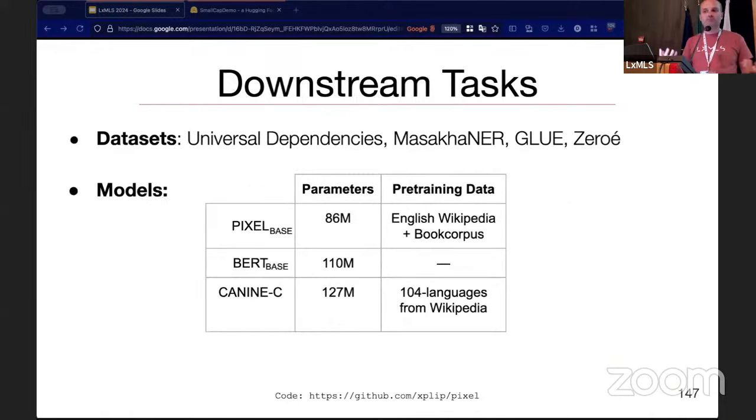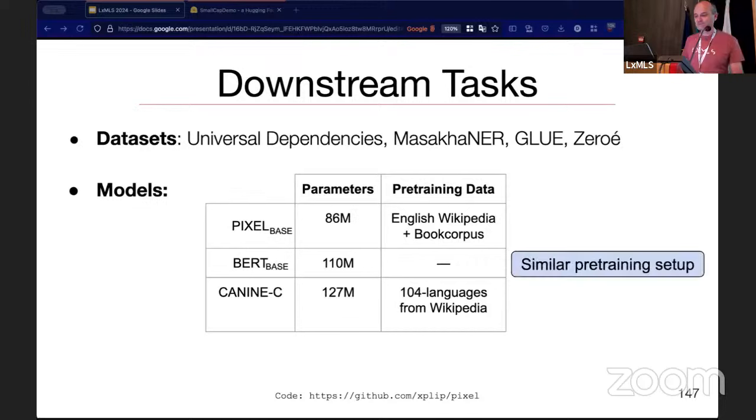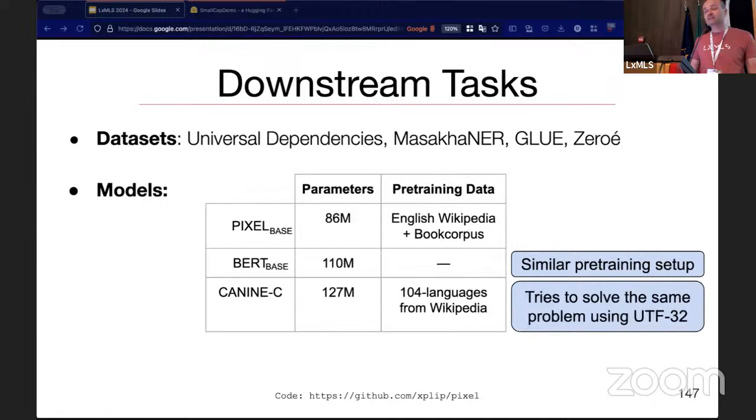We evaluate this approach to language representation learning using 4 types of downstream tasks. We were looking at syntactic processing, sentence level processing, named entity recognition, and also the ability of the models to process really perturbed textual inputs. We compare this model against BERT, also Canine, and I know that there are many other models. I also attended the other lectures. But BERT has almost an identical pre-training setup. And Canine is trying to solve the same problem that we're trying to address here, but using UTF-32 code points.